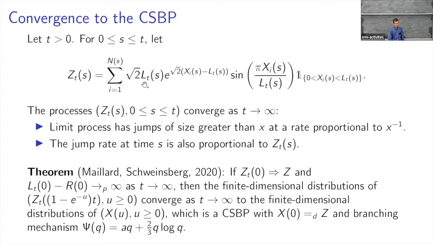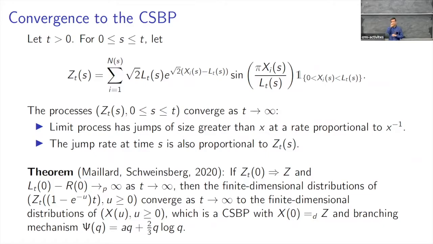The multiplication by L_t(s) times e to the minus root 2 L_t(s) here is just scaling. And we multiplied it by this indicator to keep the sine from going negative. And so we're only considering particles that are below the upper boundary. And so now as t goes to infinity, under suitable initial conditions, these processes Z_t will converge to a limit process. And this limit will be a process with jumps, where the jumps occur when one particle moves unusually far to the right and has a large number of descendants that are able to survive.